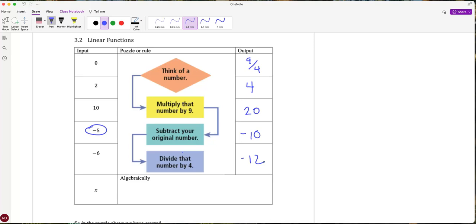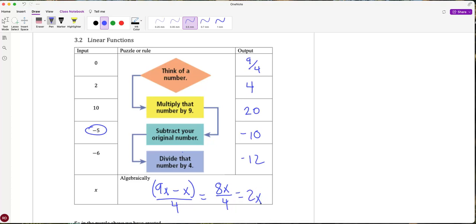Think about it with the value of x. You take x and you multiply it by 9, then you subtract x, and you divide all of that by 4. So this turns into what? 8x over 4. Did I do that right? 8x over 4, which is just 2x.